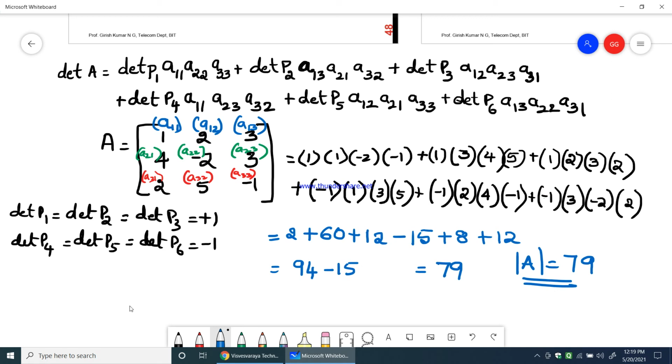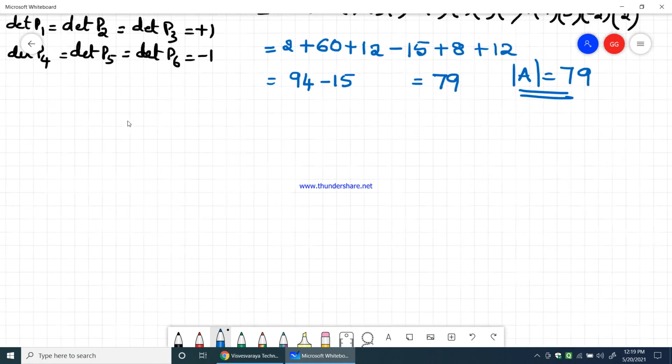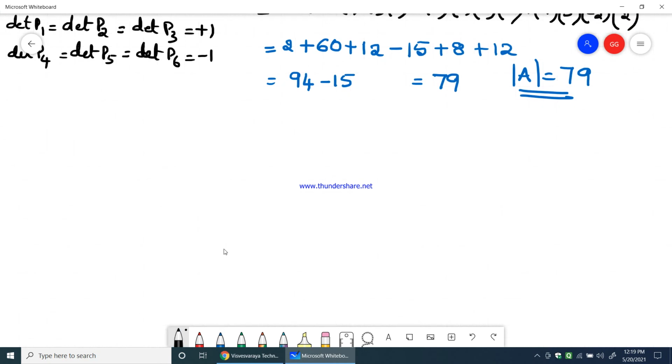Similarly, we can go for the next matrix. I'll just give you another 2 cross 2 matrix. We have done for 3 cross 3. We'll see how to do for 2 cross 2 matrix. So I'll say 1 2 3 6 for example. Okay, so determinant of this is equal to 0 because 6 into 1 minus 3 into 2 is 0. Now let us see how to find out for a big formula.